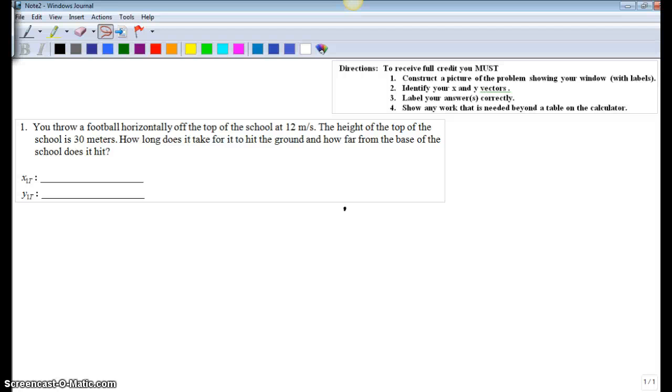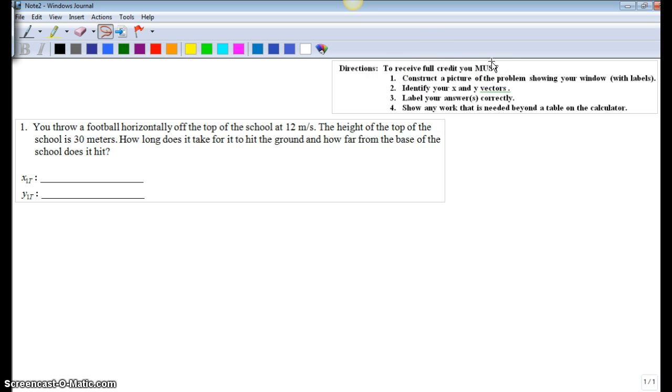So I wanted to do a video on at least a couple of the problems out of the packet so that you have something to refer to. The first one I'm going to do is number one. It's a horizontal velocity, straight out, you're throwing a football. The question is, how long does it take to hit the ground, and how far from the base of the school does it hit? The instructions also mention that you're going to need to do these 4 things to get the full credit.